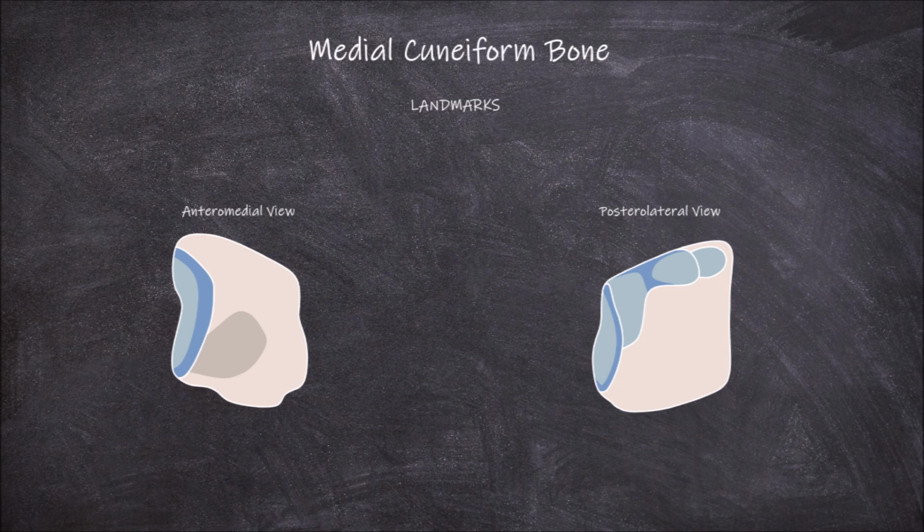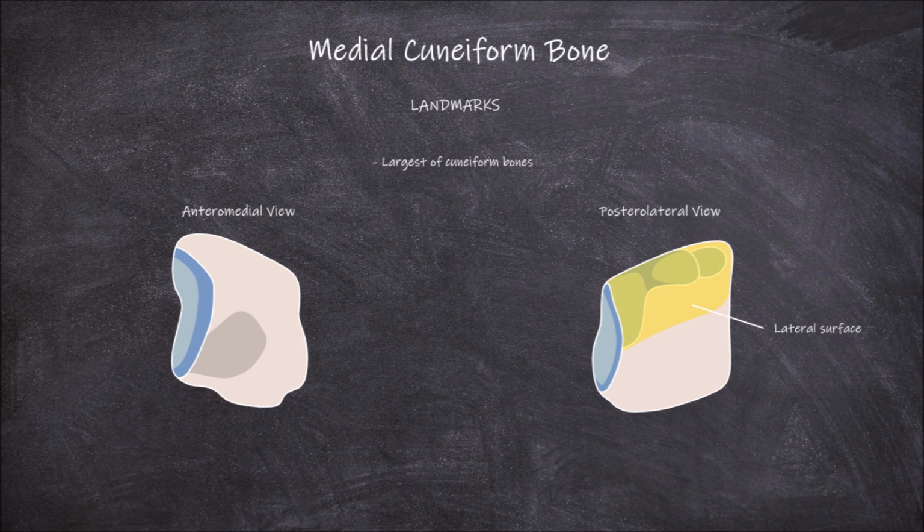The medial cuneiform is the largest of the three cuneiform bones. This bone has 6 surfaces. The first of these surfaces is the medial surface. This surface is roughened for ligament attachment and has an area for attachment of the tendon of the tibialis anterior muscle. The second surface is the lateral surface.